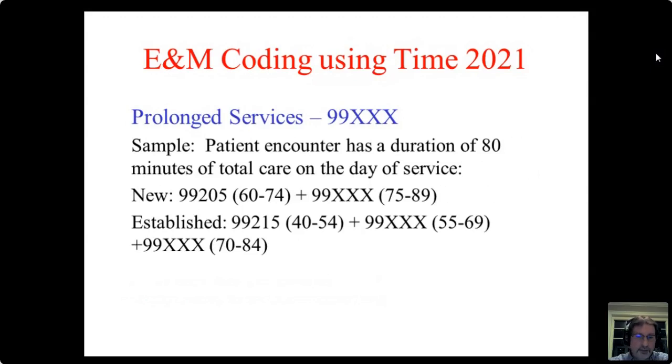For that same 80 minutes, if it's an established patient, again, you'd bill the 99215, which is 40 minutes to 54 minutes. And then you would add 1 unit of 99XXX, which would take you to 55 to 69 minutes. Again, that still falls short. So then you bill a second unit of 99XXX to get you up to the 70 to 84 range.